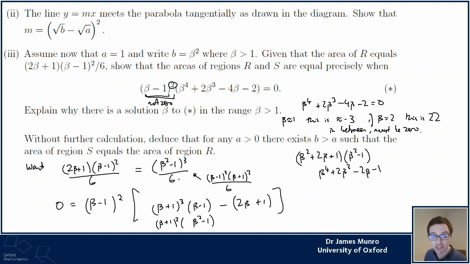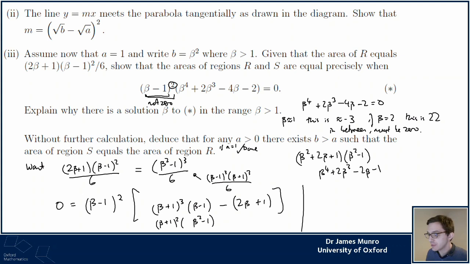Okay, the final part of the question is just an extra part to say, without further calculation, deduce that for any a bigger than 0, so not just 1, but any a bigger than 0, there exists some b bigger than a, some perfect solution, such that the area of S equals the area of the region R. This is checking whether we understand that up here we were saying, I want the areas R and S to be equal, and in that special case a equals 1, I can find some value of beta, so I can find some value of b. So if a is 1, we're done, by the stuff we just did. If a is 1, then we found the perfect value of beta, which gives us the perfect value of b to put in so that the area of S matches the area of R.